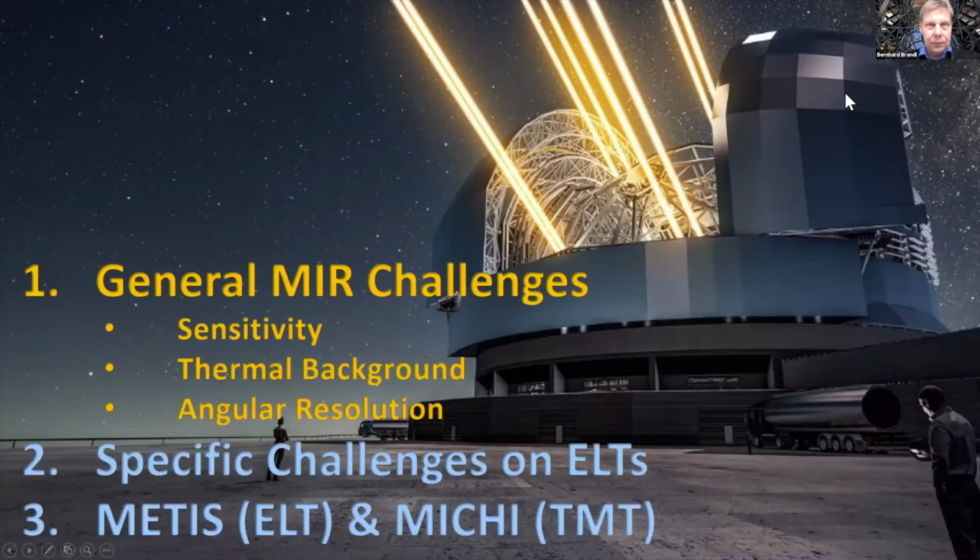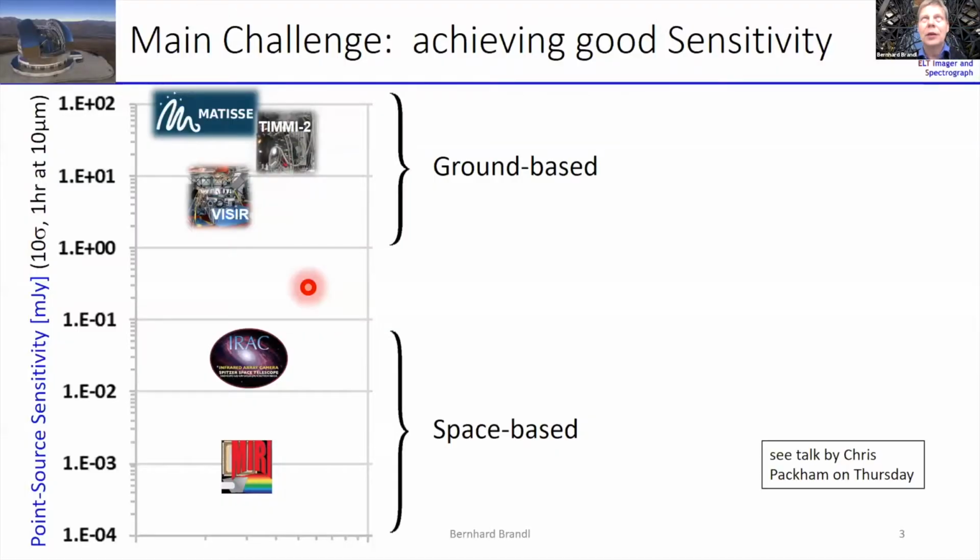So let me start, or maybe I can use a laser pointer here. Let me start with the general mid-infrared challenges, and of course, you know, we talk about sensitivity, background, and angular resolution. So if we look at the sensitivity of the instrument, and here is shown point source sensitivity in millijanskys, just normalized to 10 sigma.